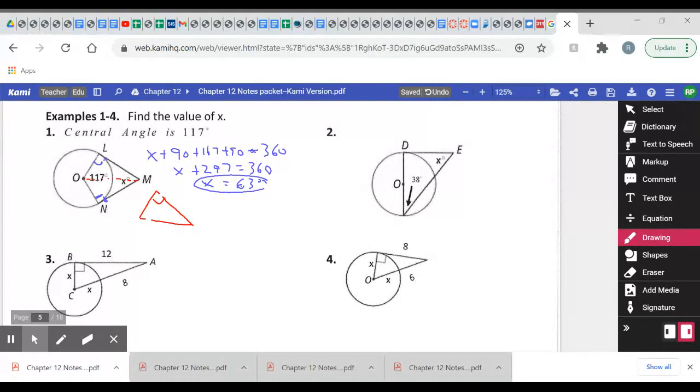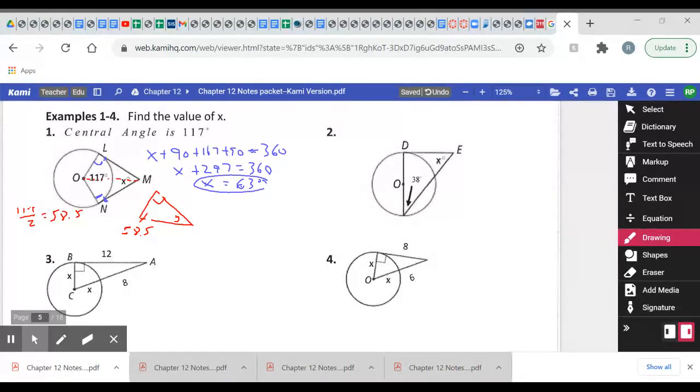So if I did 117, it's not working very well. 117 divided by 2 is 58.5. Okay, so this angle is 58.5. And then this angle, in that case, I'll call it Y, I guess. I don't want to use X from the picture.